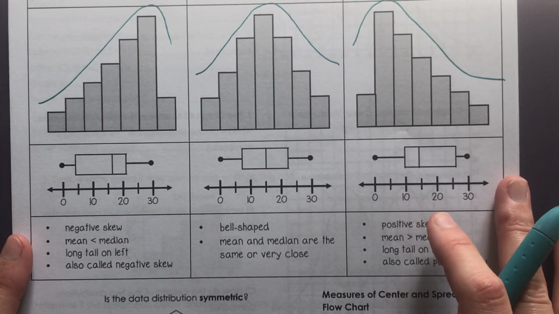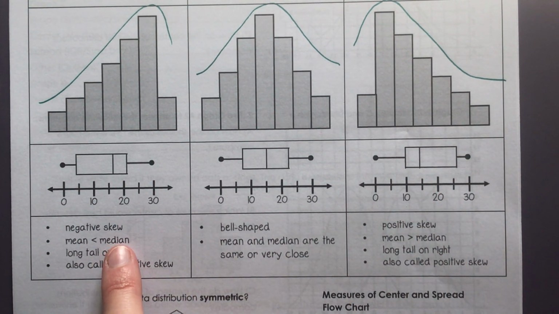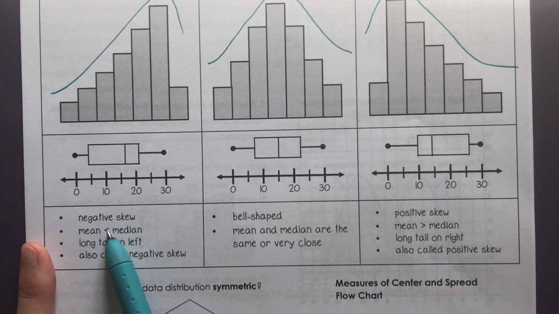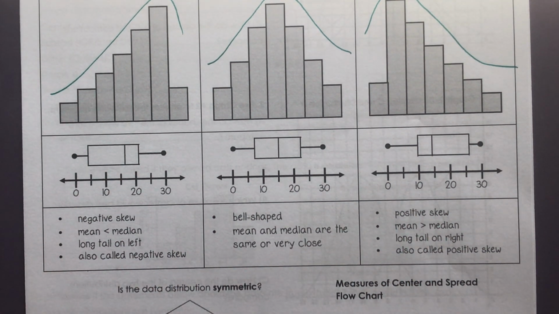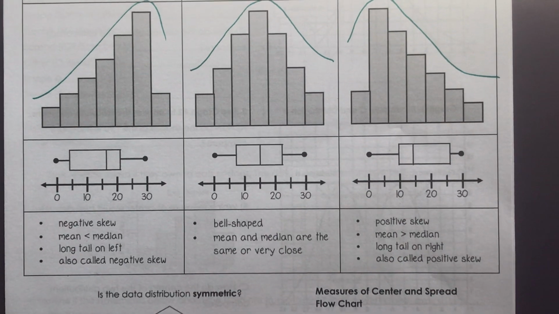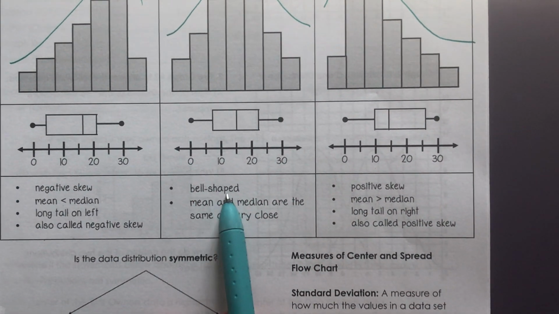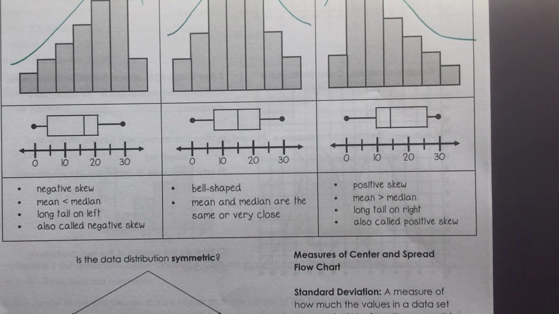The other way you can see it is also with a box and whisker plot. So what's important here for a left skewed distribution is that the mean is less than the median. It has a long tail on the left. It's also called a negative skew. So you might see left skew, you might see negative skew. For symmetric data, it looks like a bell. It's bell-shaped. The mean and the median are exactly the same, or they're very, very close to each other. So they might be just a few decimals off, but if they're really close, they're symmetric.